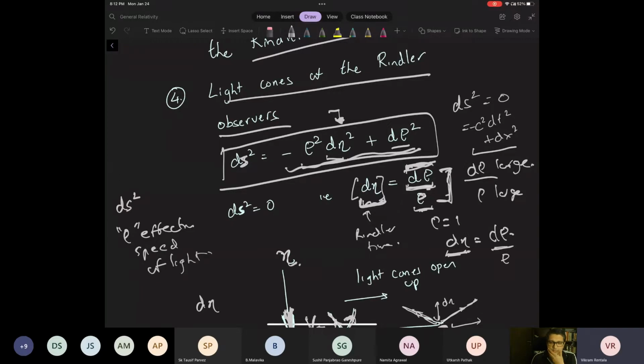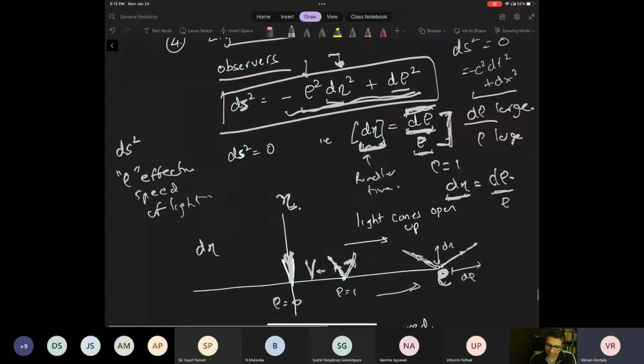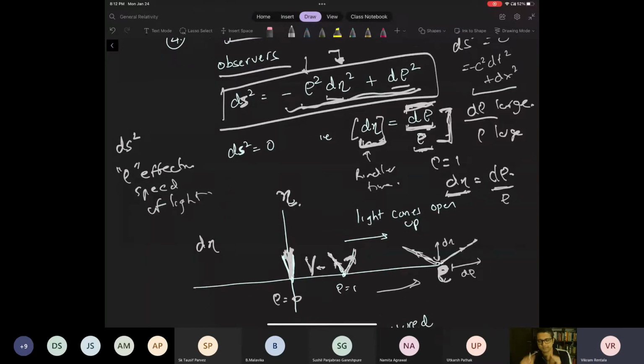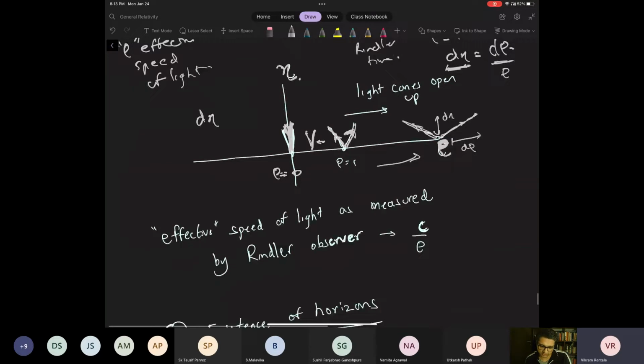Okay, and what that means is just by comparing these two quantities, rho is like my effective speed of light. So that means if my rho coordinate is larger, my speed is larger, and therefore these light cones are opening up. And if rho is smaller, or in the limit rho goes to 0, my speed is decreasing and the light cones close up. So the effective speed of light as measured by this Rindler observer, you can think of as something like c by rho.